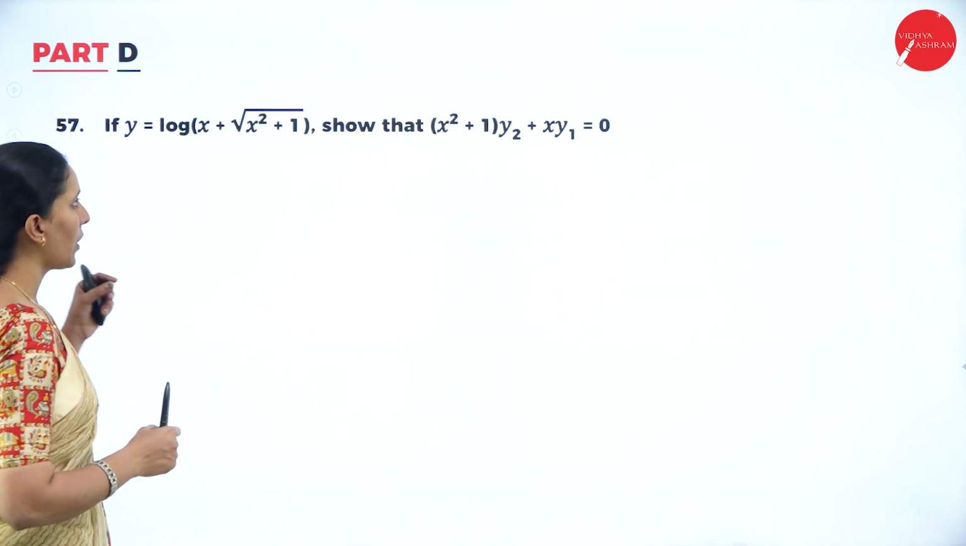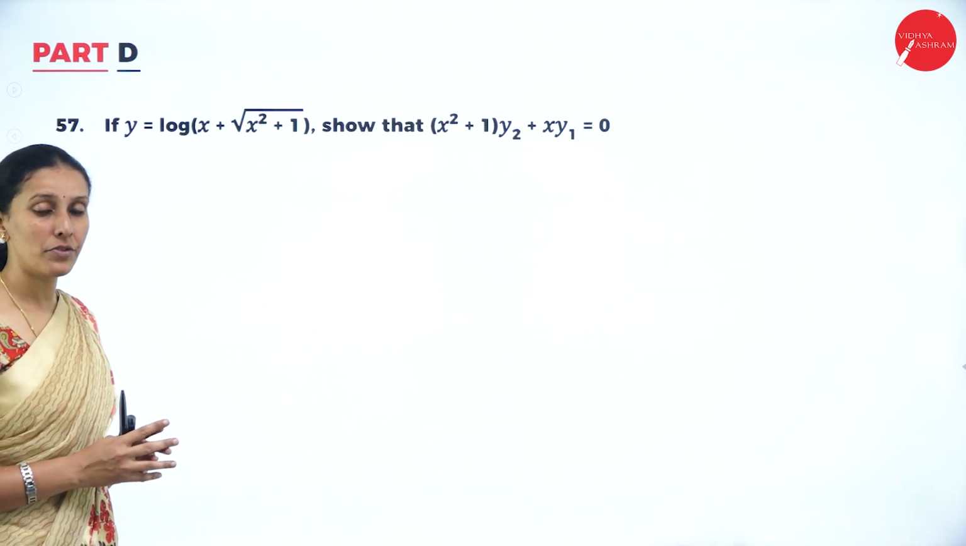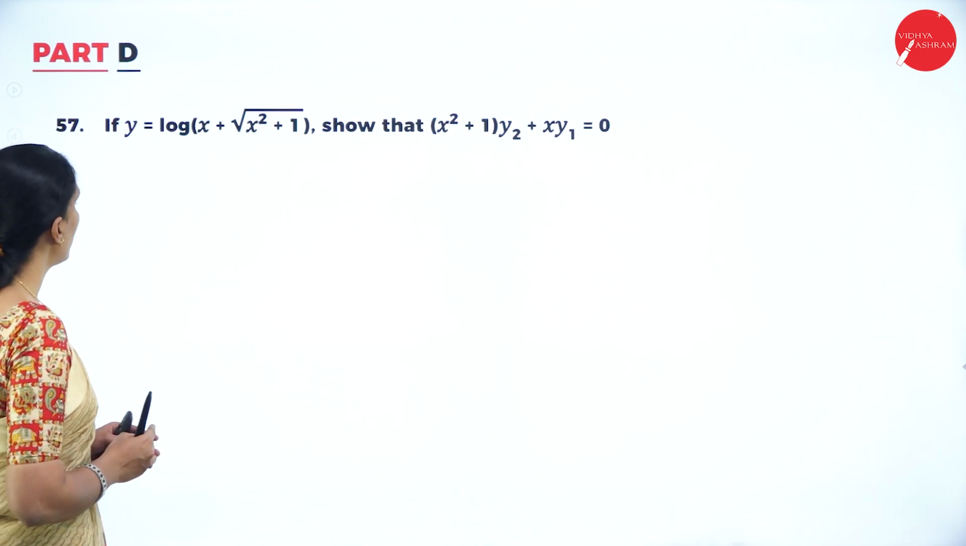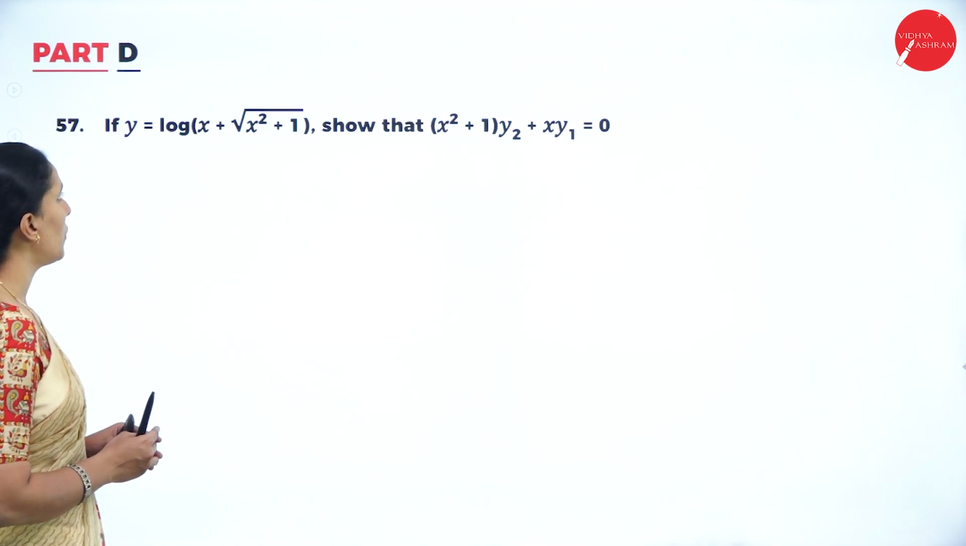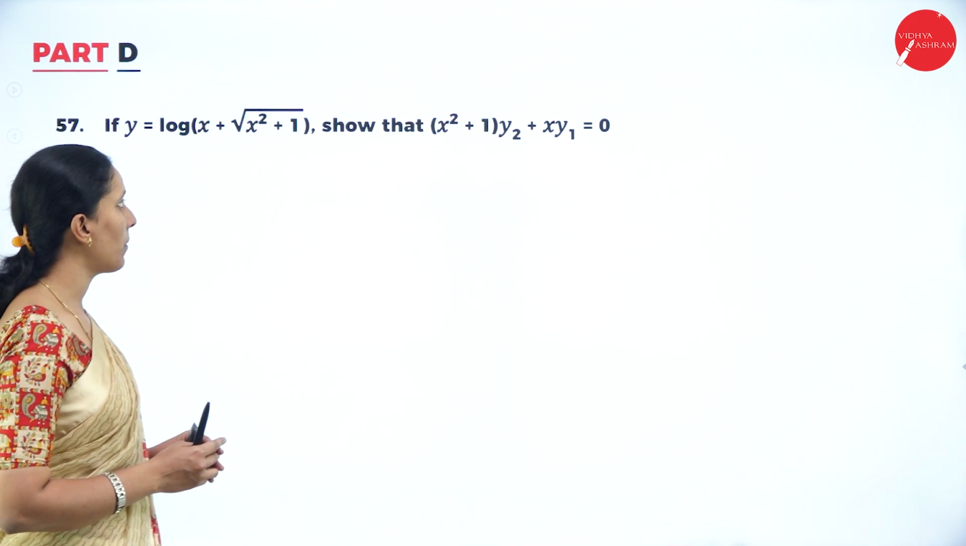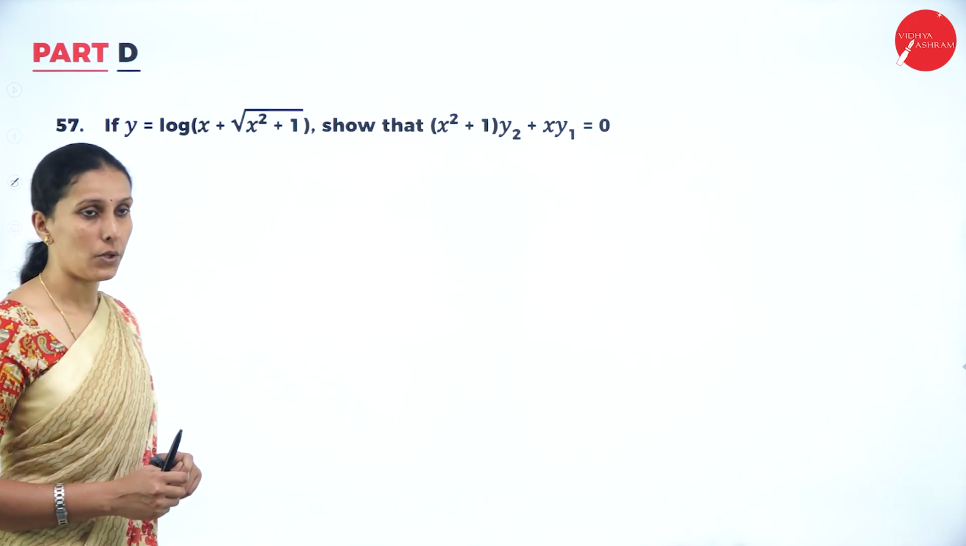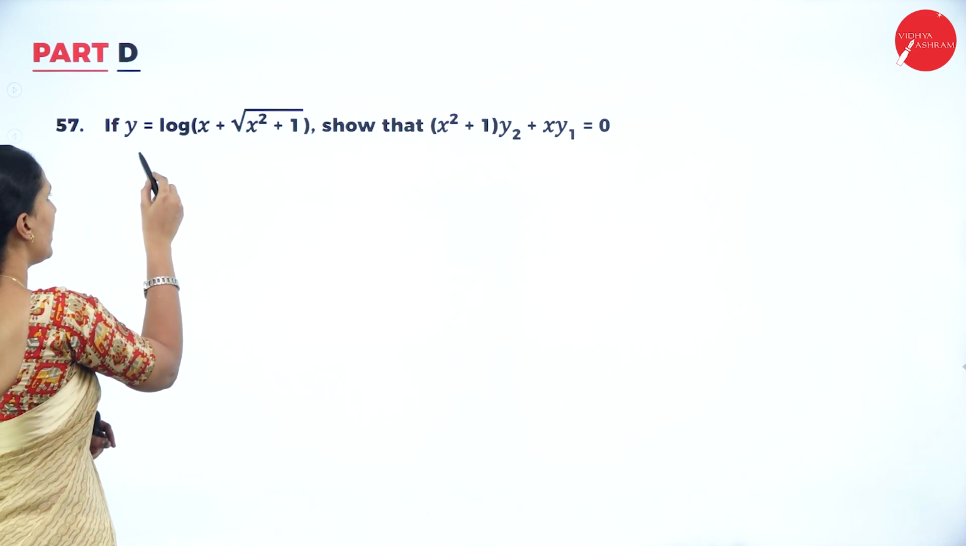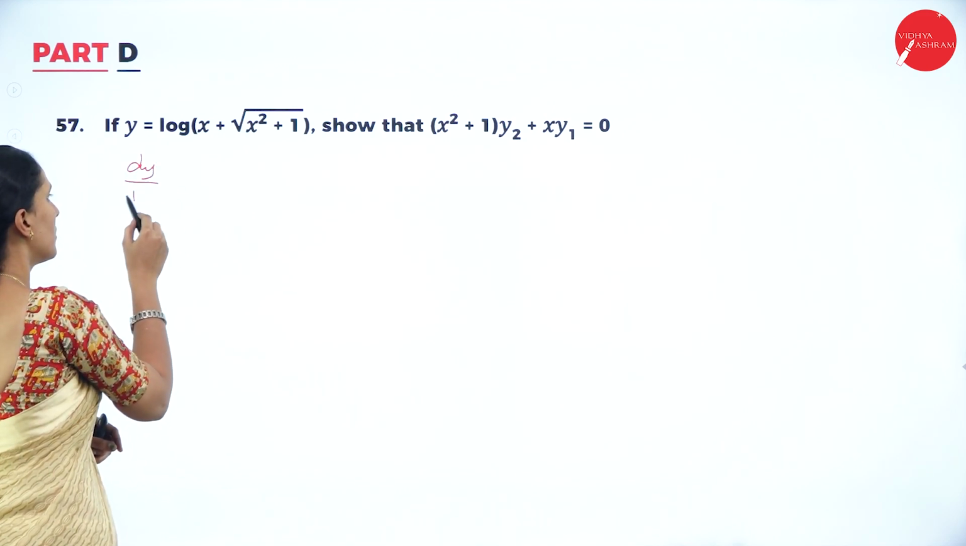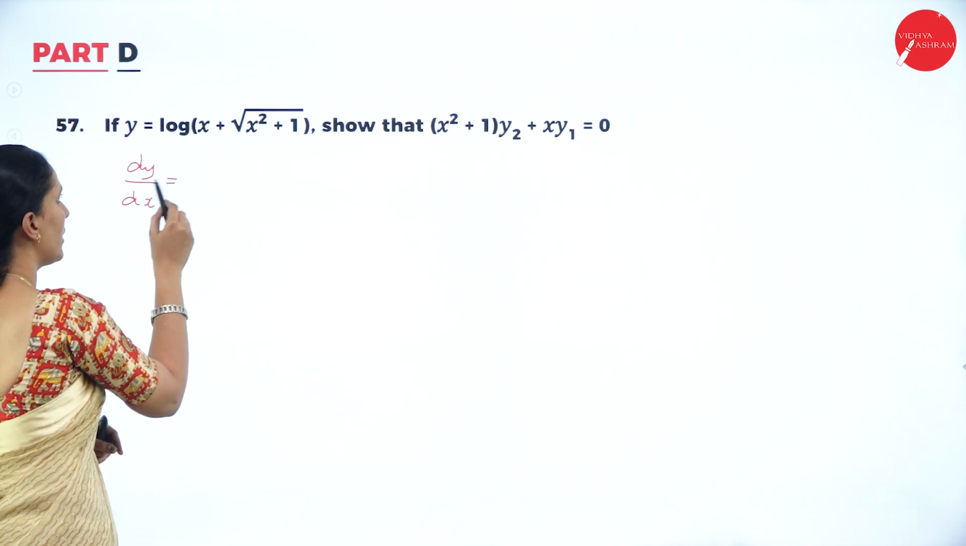Next we have a question on second order derivatives from differential calculus. Here the question is given as y is equal to log of x plus root of x square plus 1. Show that (x square plus 1) y2 plus x y1 is equal to 0. So let's find out dy by dx, which is also nothing but y1.